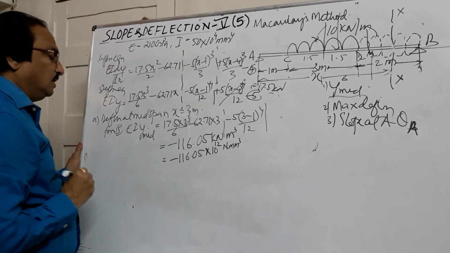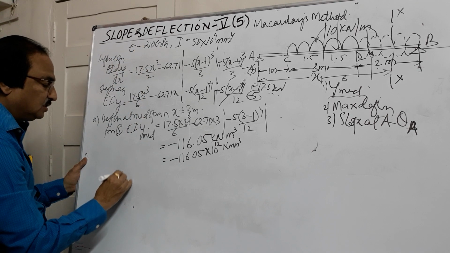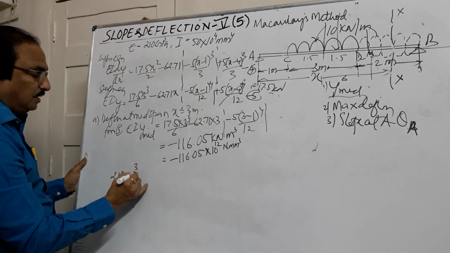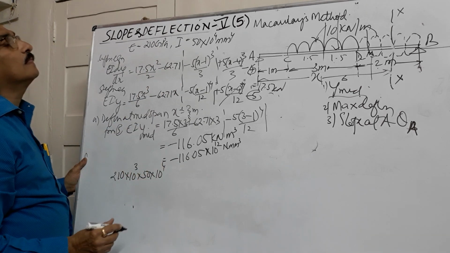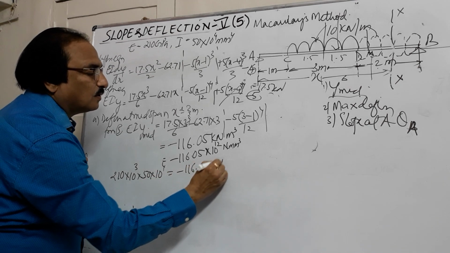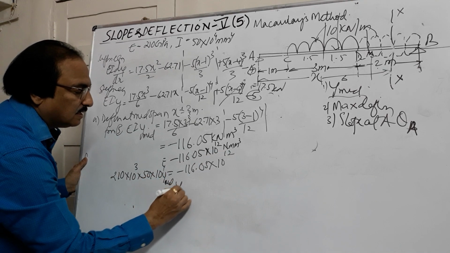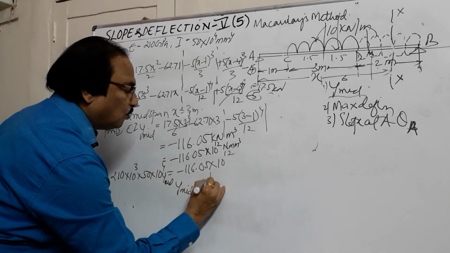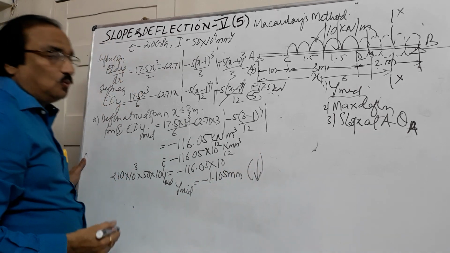You should remember this. Now let us substitute the value of E. E is given to us as 210 GPa. To convert it into Newton per mm square, just multiply by 10 raised to 3, into I, which is 50 into 10 to the power of 4. So this will be equal to minus 116.05 into 10 to the power of 12. So Y mid, when you simplify, you get minus 1.105 mm. Negative indicates the deflection is downwards.